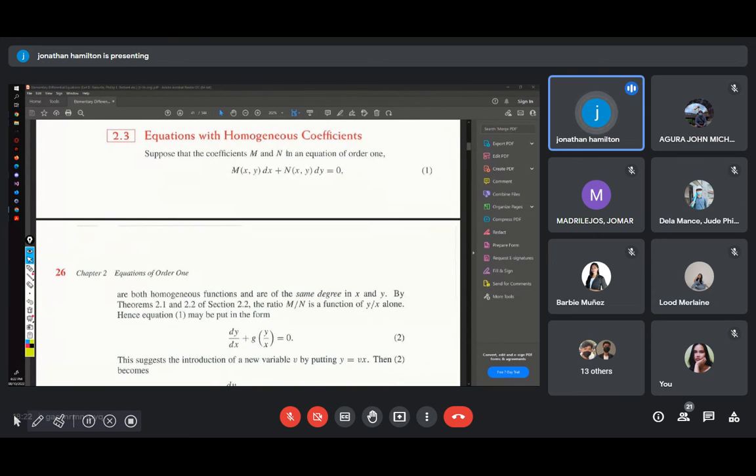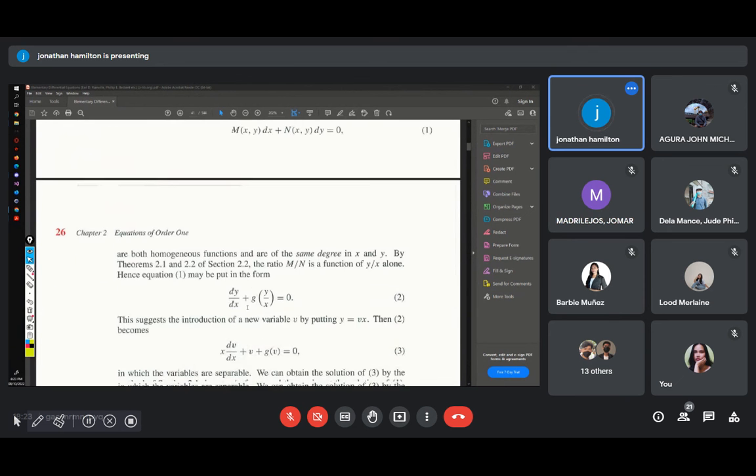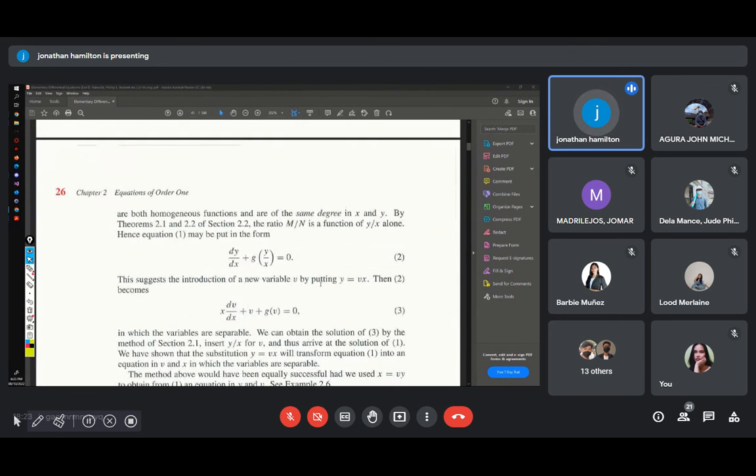So if the coefficients M and N in an equation of order 1 are both homogeneous functions and are of the same degree in x and y, by theorem 2.1 and 2.2, the ratio M over N is a function of y over x alone. Hence, kaning equation nato can be simplified into the form dy over dx plus g of y over x is equal to 0. This suggests the introduction of a new variable v by putting y is equal to vx. Then 2 becomes x dv over dx plus v plus g(v) is equal to 0, in which the variables are now separable.